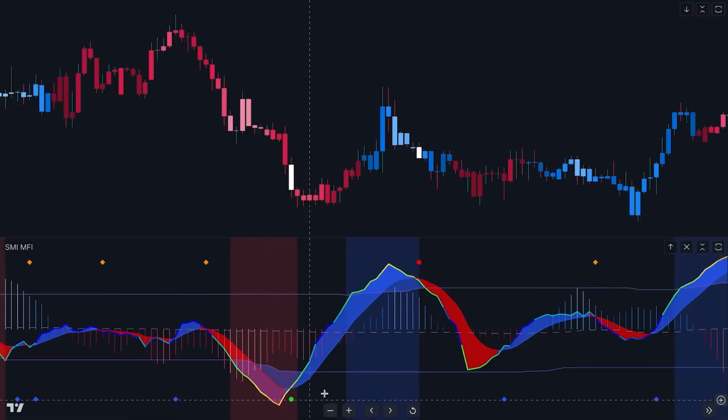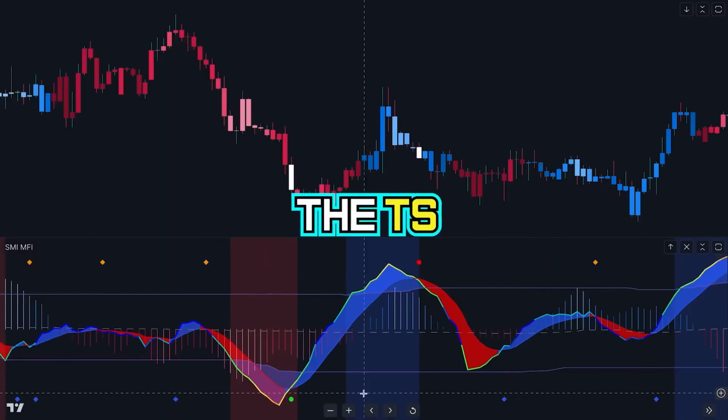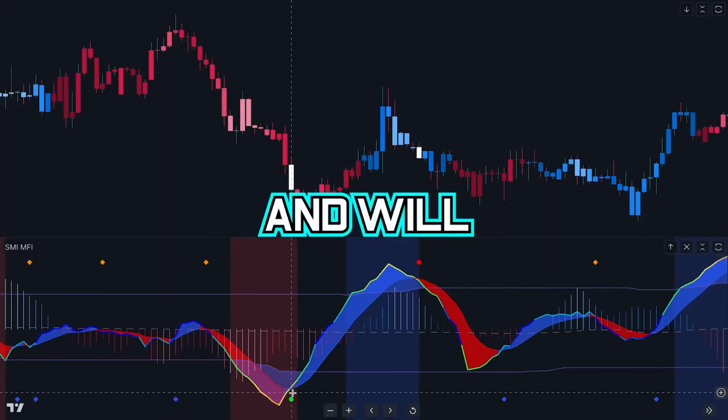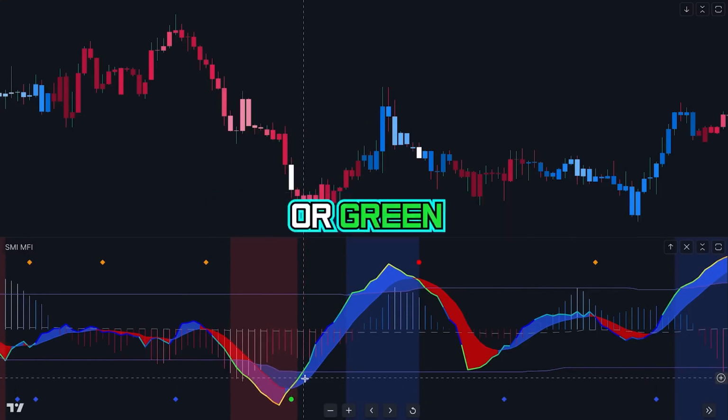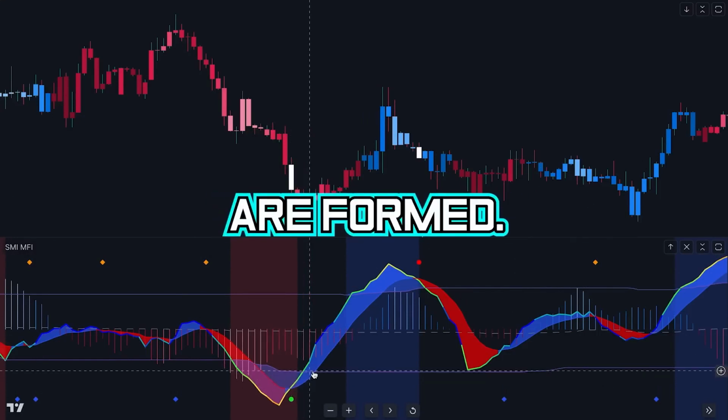Next, we have these dots. They are plotted when the TSI and signal lines cross and will be either blue, yellow, red, or green, depending on where they are formed.